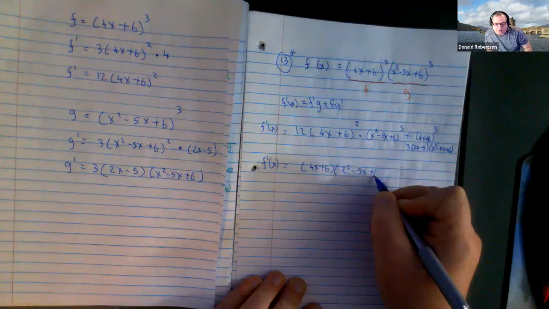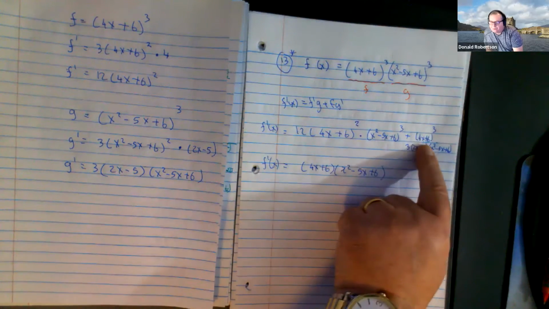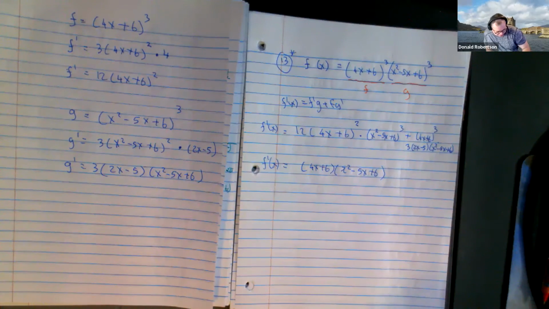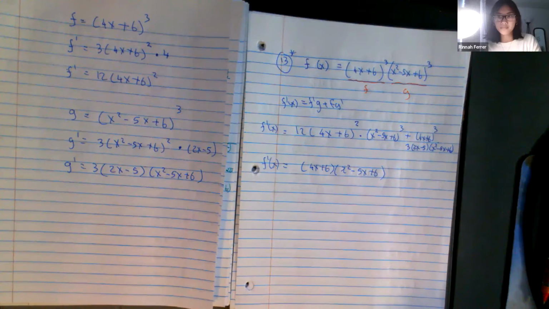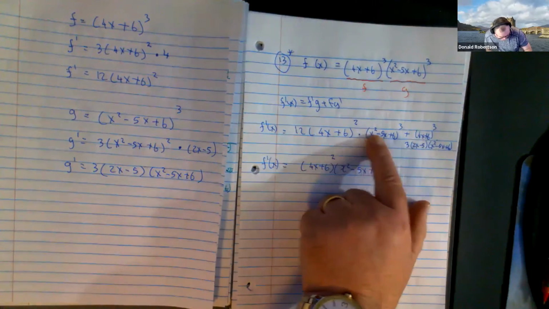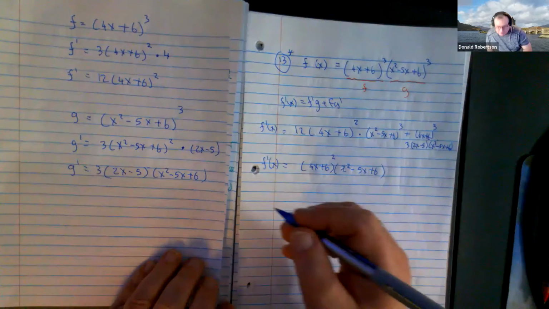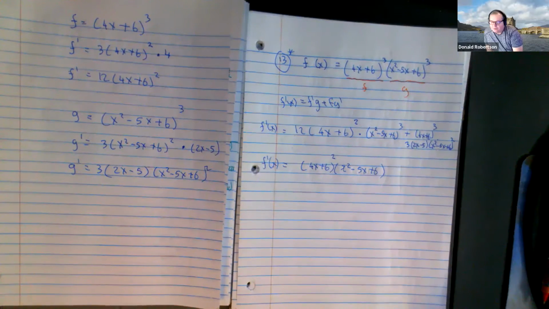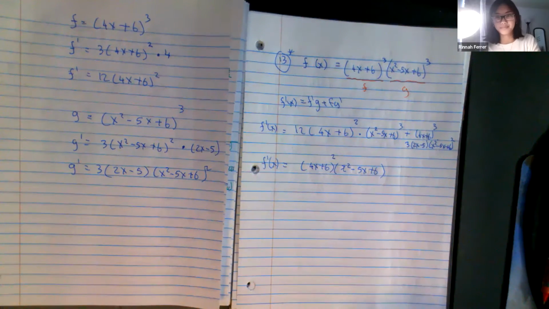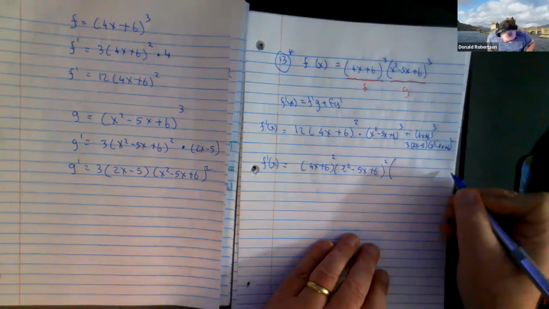What's the largest power of 4x plus 6 that I can suck out of both these expressions? What's the largest power of 4x plus 6 that I can suck out of this? Two. What is the largest power of this quadratic that I can suck out of each of these? And I just realized something. There we go. What's the largest power of the quadratic that I can suck out of both of these? Also 2.